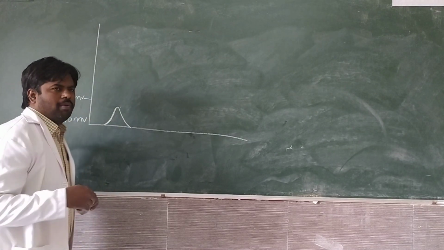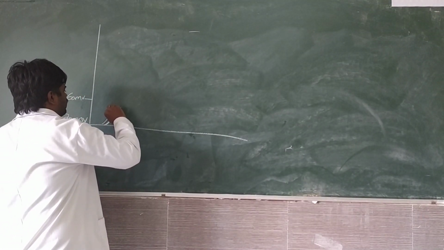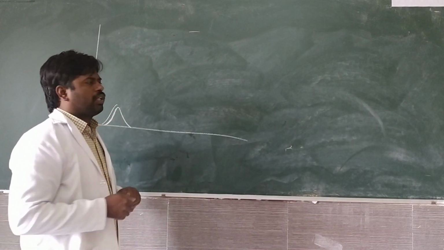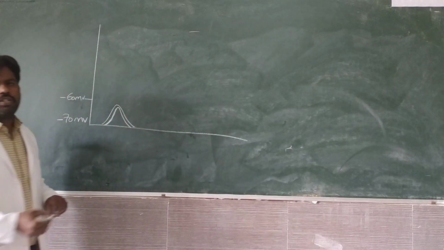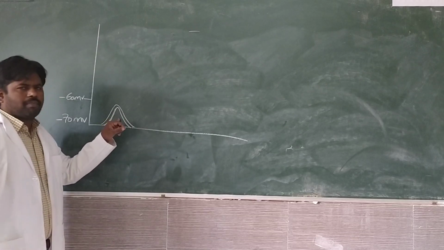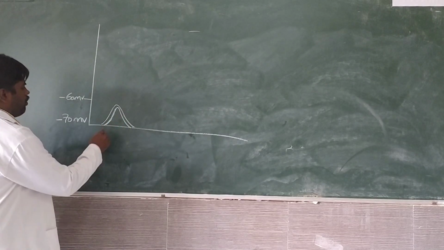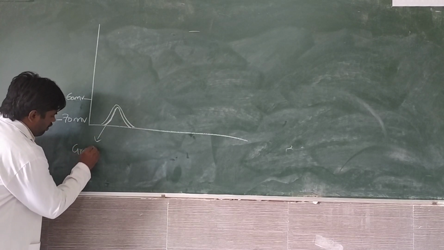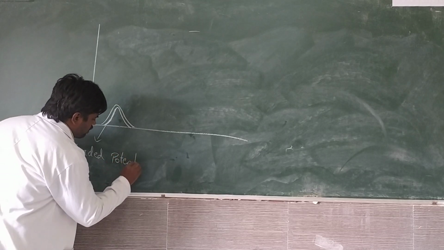If you give another, better stimulus, but it still does not reach the threshold level, then this wave also dies off. These kinds of subthreshold stimuli, we call graded. These are graded potentials.